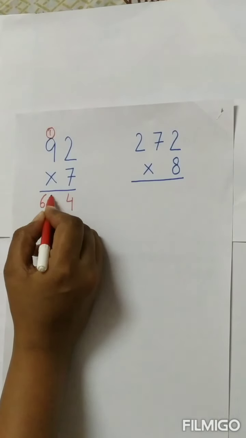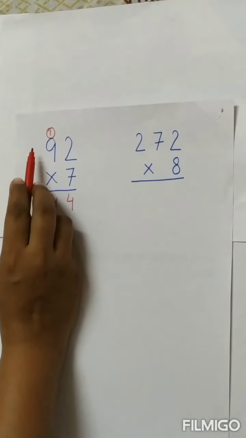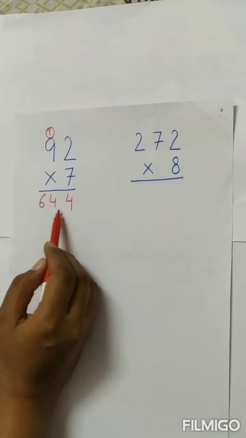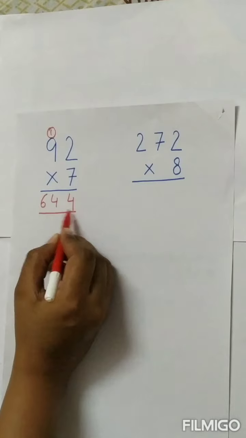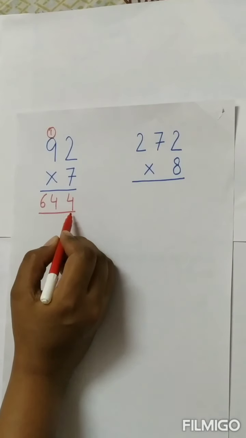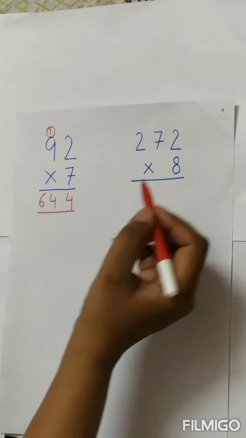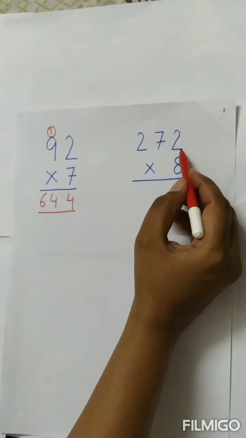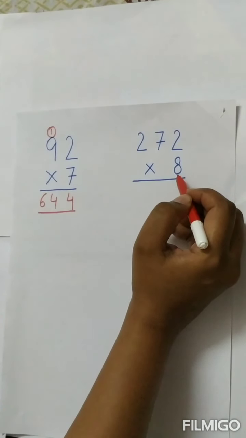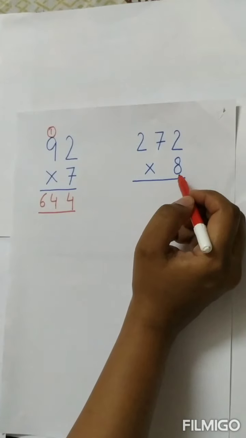So we will write 64 like this because we are having no other number over here. So 64 will be written in this way only. So our answer will become 644. Similarly, if we want to multiply a 3-digit number by 1-digit number, we will proceed in the same way.